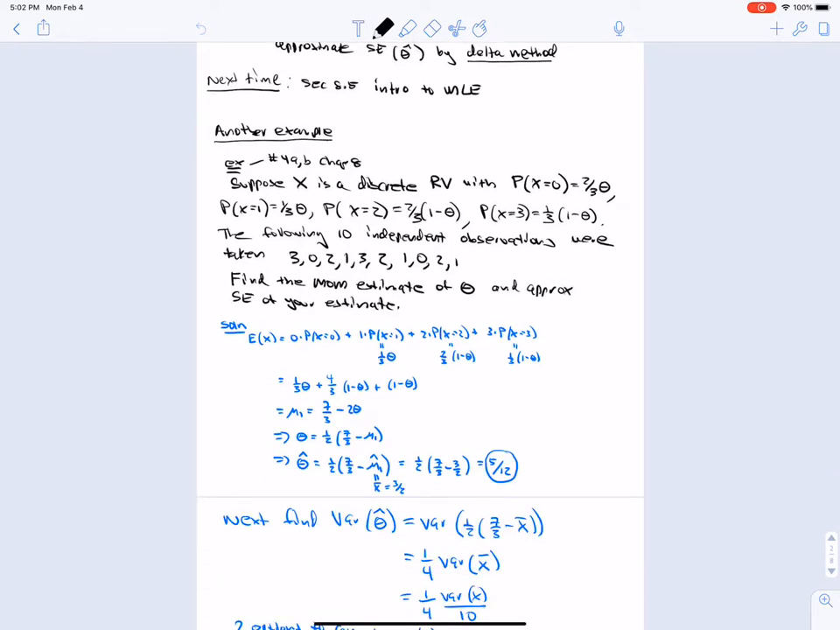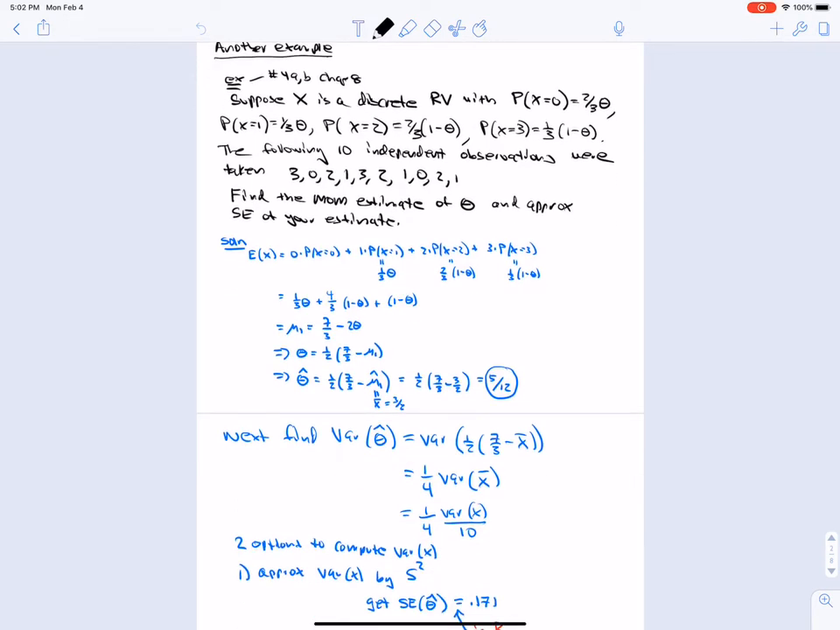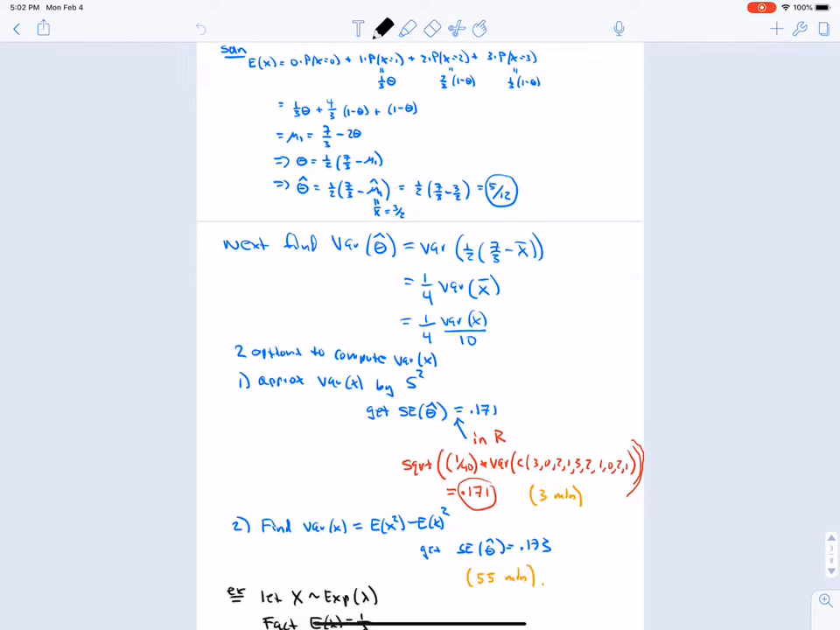So here's an example where I have a discrete random variable with a single parameter. I have 10 observations, and you're asked to find the MOM estimate and an approximate SE of your MOM estimate. It was pretty straightforward to calculate the MOM estimate, I think.